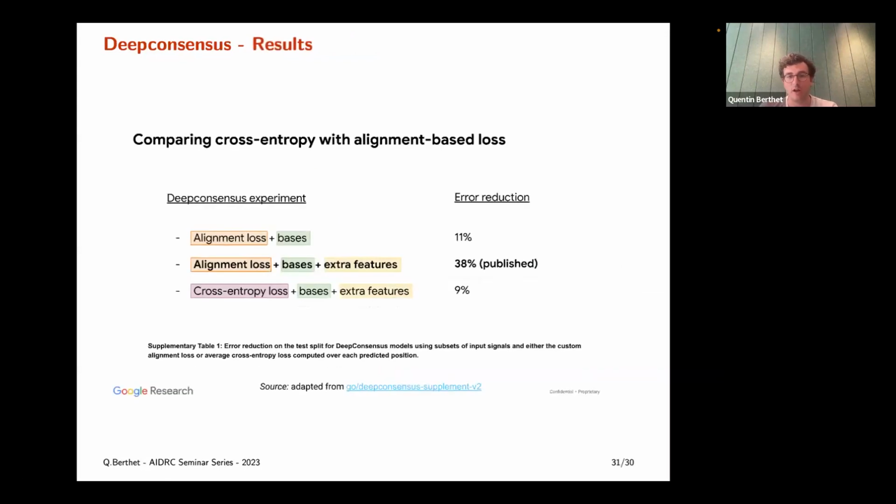Okay, so these are some of the results that they got. So they were able to show if you use only cross entropy loss, even if you have a lot of extra features, the performance is much worse than alignment-based cross entropy loss, and that these other features are also interesting.